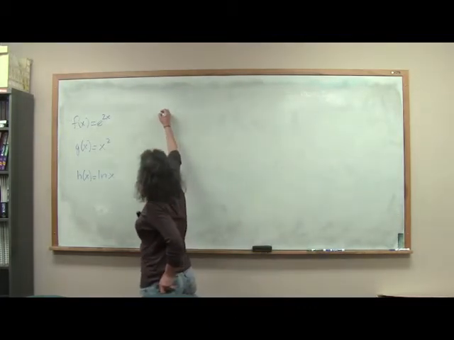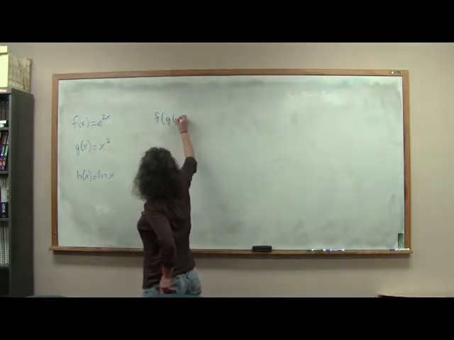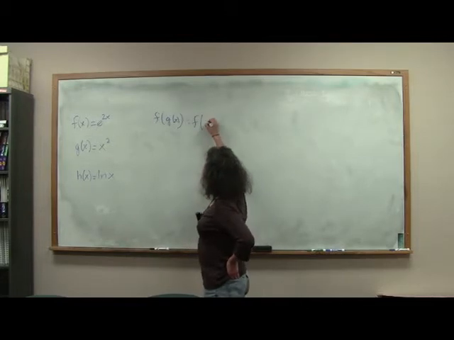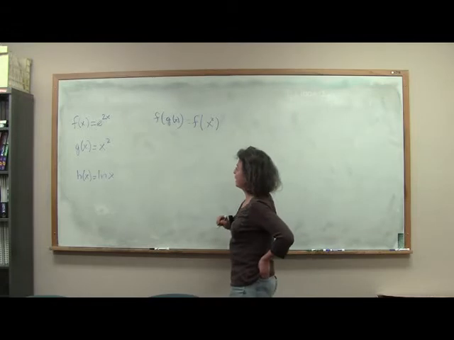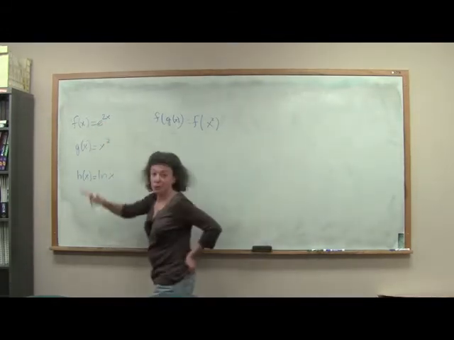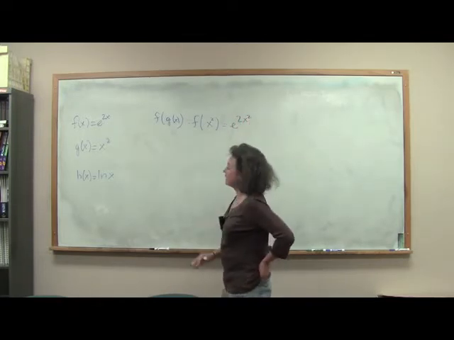For example, what if we want to compute f of g of x? Well, that is f of x squared, because that's how g of x is defined. So everywhere where we see an x in our function f, we're going to plug in x squared. So that gives us e to the 2x squared.